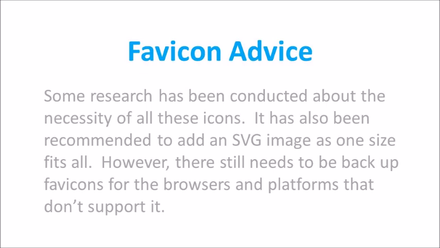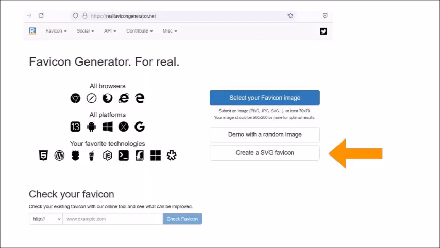Further research has been done with regard to the necessity of all of these icons. It has also been recommended to add an SVG image as one size fits all. However, there still needs to be a backup favicon for the browsers and bookmarks on different platforms that don't support it. And in this generator that we looked at, there is a link to create an SVG icon if you need to. And now your site will be all set up for great favicon browser and device support.